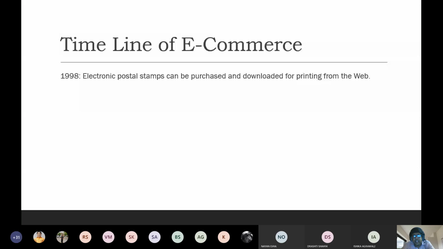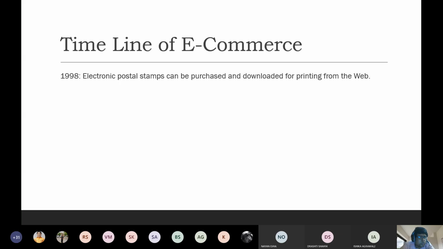In 1998, electronic postage stamps could be purchased and downloaded for printing from the web. Earlier, because electronic mail was already being introduced, the US Postal Service was facing a huge amount of loss because nobody was ready to send post. Everyone was sending emails, and emails were better in communication. So because of this, the United States Postal Service went ahead with bringing in electronic postal stamps, which can be purchased and downloaded for printing from the web.